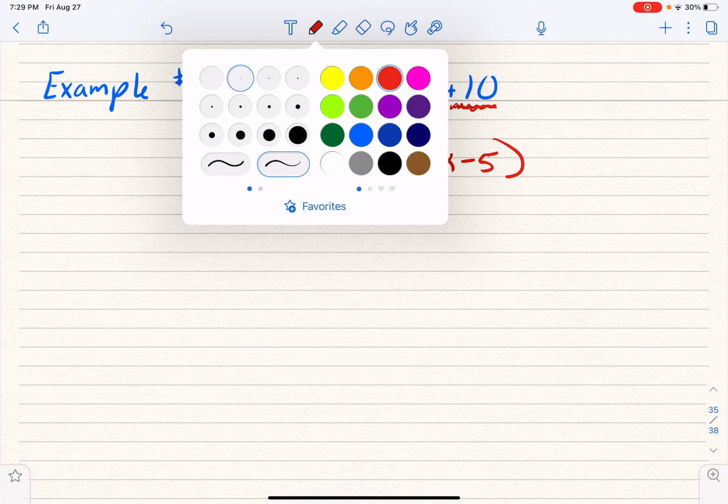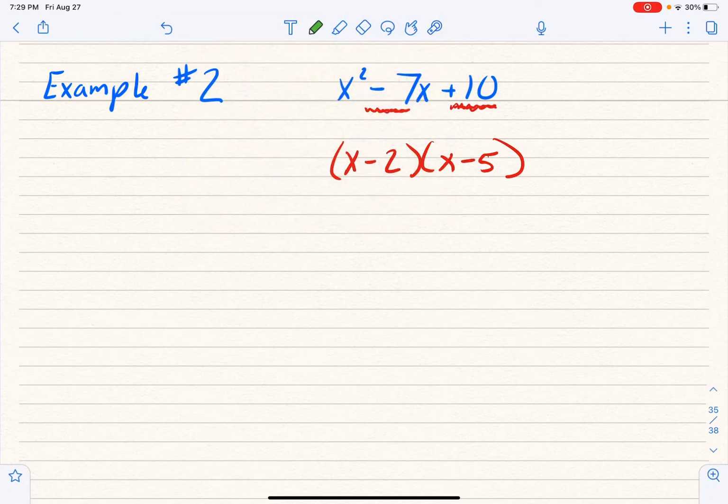Now, if you go, wait a minute, how in the world does that work? Well, just multiply it back out. You would FOIL this. X times x would give me x squared. X times negative 5 gives me negative 5x. Negative 2 times x gives me negative 2x. And negative 2 times negative 5 is positive 10. Combine those middle two terms, and sure enough, this is what I get.